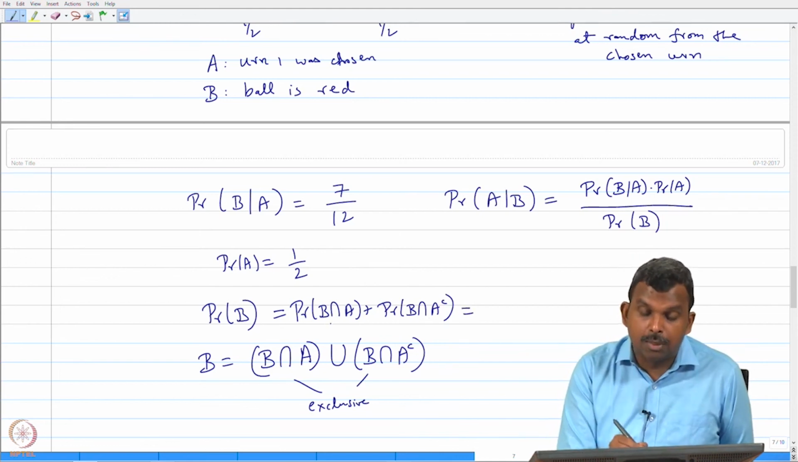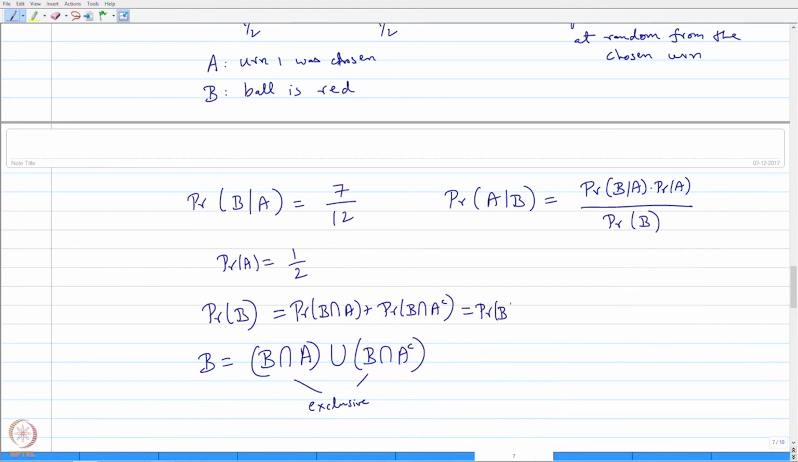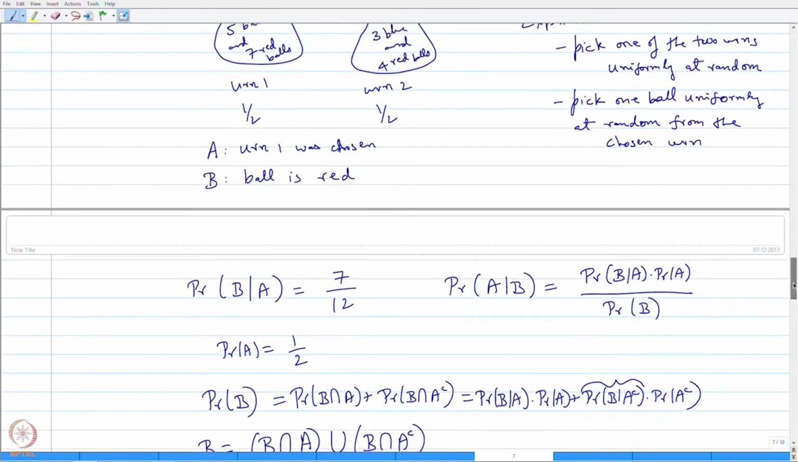Now, for each of these terms one can use conditional probability. So you have probability of B given A times probability of A plus probability of B given A complement times probability of A complement. B given A we have already seen, probability of A we have already seen. What is probability of B given A complement? What is the probability that the ball is red given that urn 2 was chosen? That you can see is 4 by 7. Probability that urn 2 is chosen is half, probability that urn 1 is chosen is half, and this one we already saw is 7 by 12.